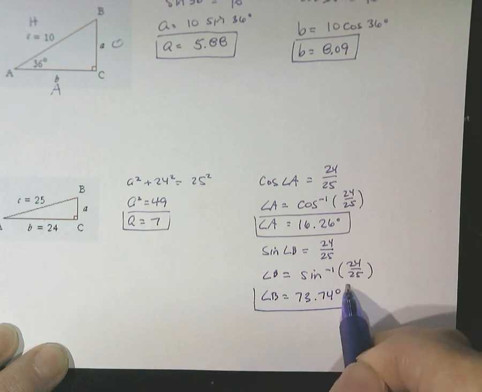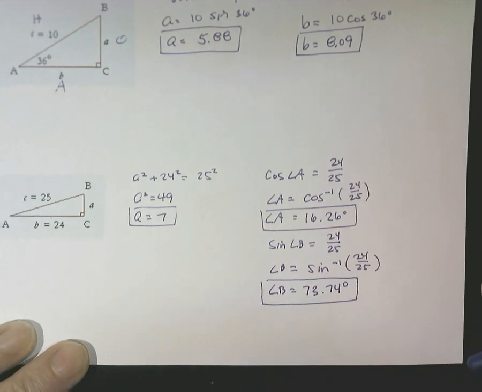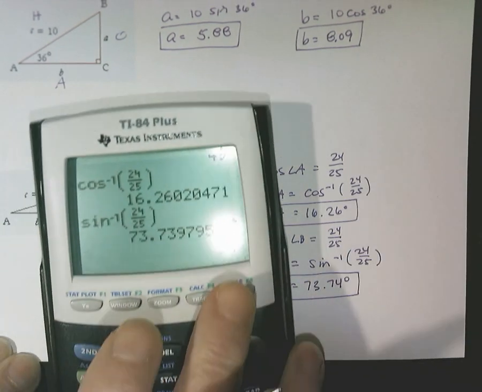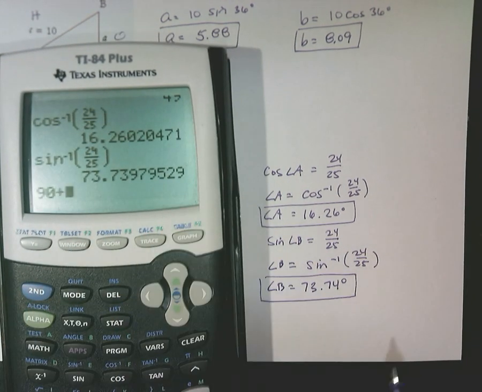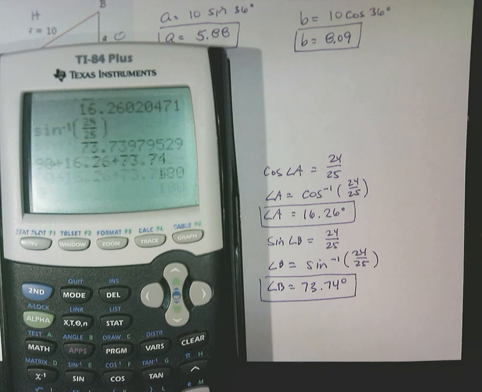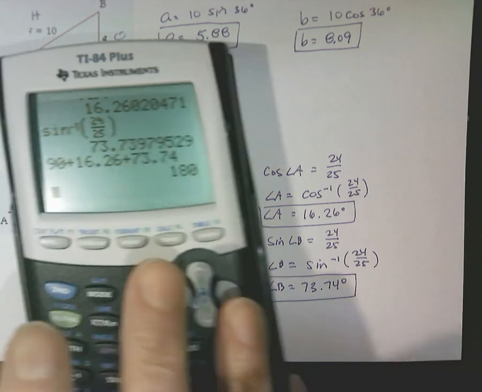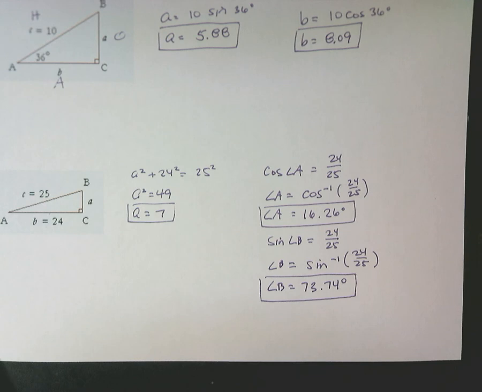And I could easily check it because I know that in a triangle, everything's got to add up to 180. Well, I know the right angle was 90. I found 16.26 for angle A and 73.74 for angle B. And they add up to 180. So I'm pretty confident that those are right. During the live lessons, I will give you more examples.